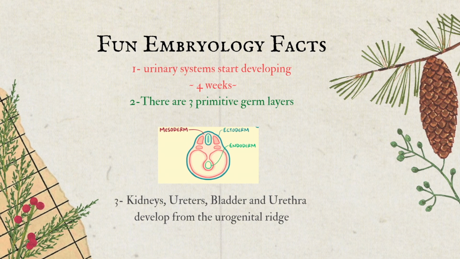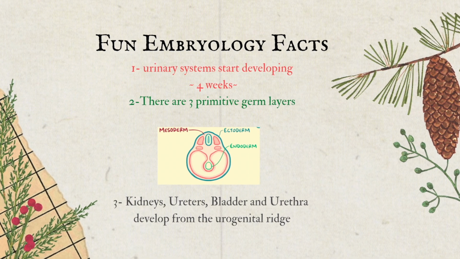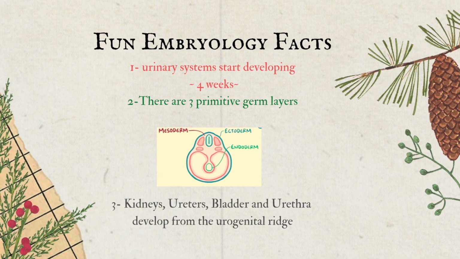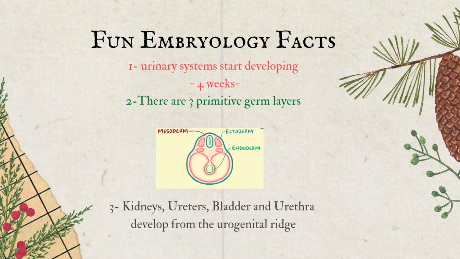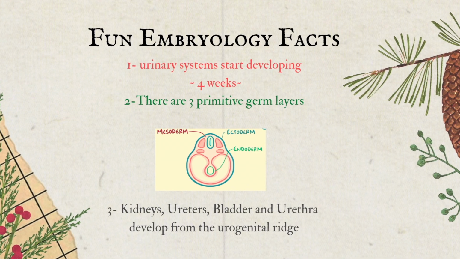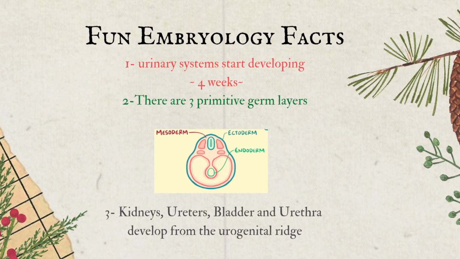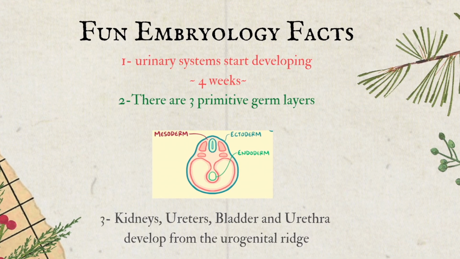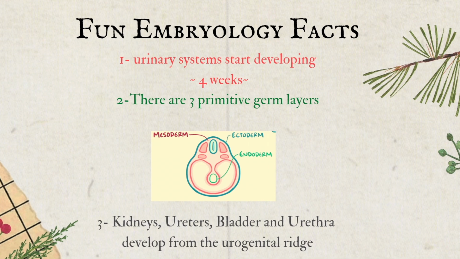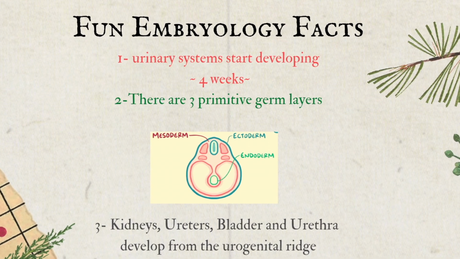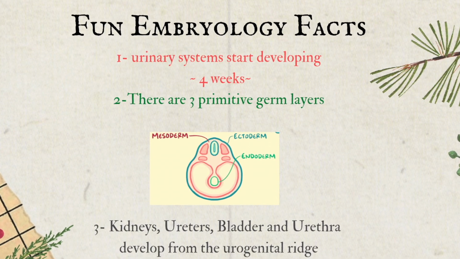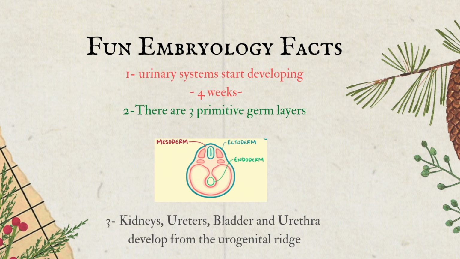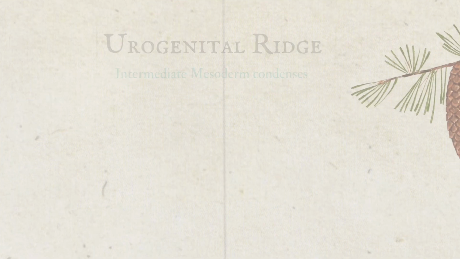Before we go into too much detail, let's discuss some facts about renal system development. Roughly, it starts developing around 4 weeks, and it derives from 3 primitive germ layers: mesoderm, ectoderm, and endoderm, kidneys, ureters, and bladder and urethra. All these structures develop from urogenital ridge. I will explain that in a minute, how it is actually made during embryonic life.